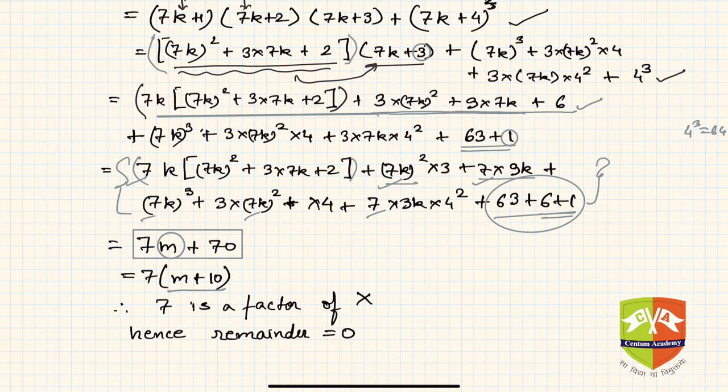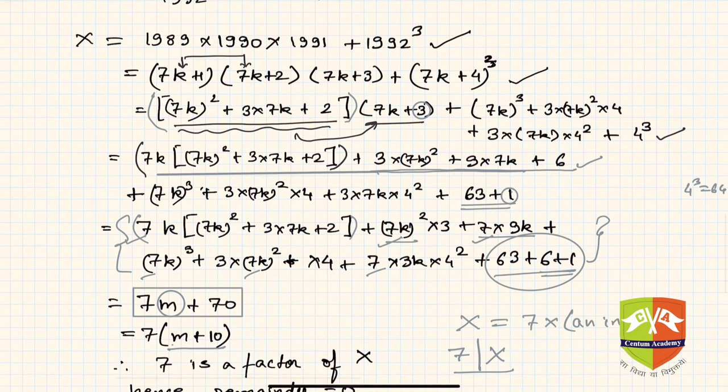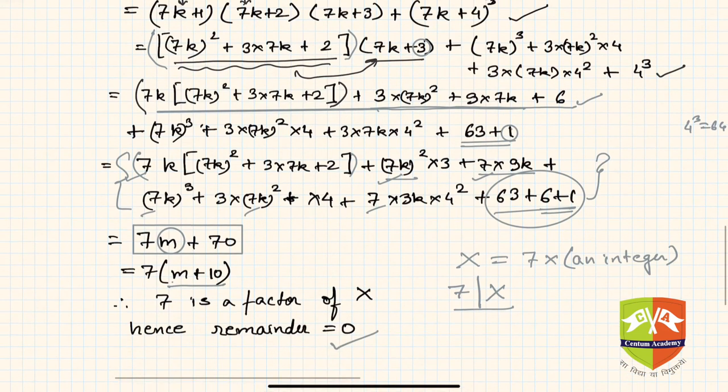Now clearly, M is an integer, so M plus 10 is also an integer. Hence X is equal to 7 into some integer. This means 7 divides x. Whenever you see a vertical bar separating two expressions, you can assume that the left-hand side divides the right-hand side. So 7 divides x, and hence the remainder must be 0. So this is the answer: when 7 divides this entire big expression x, the remainder is 0.